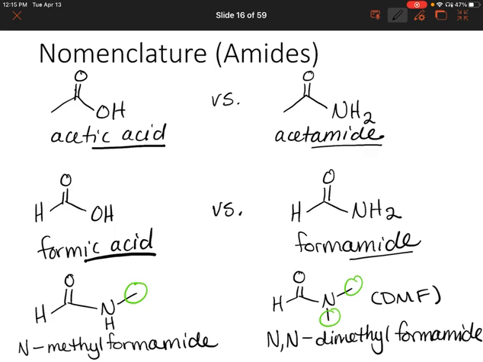All right, so kind of similar to when, for instance, you have two methyl groups bonded to the same carbon, you list the location number twice, followed by dimethyl. So here we are doing the same thing, but instead of a number, we're just listing the atom that it's bonded to, which is nitrogen. So we have N,N-dimethyl.